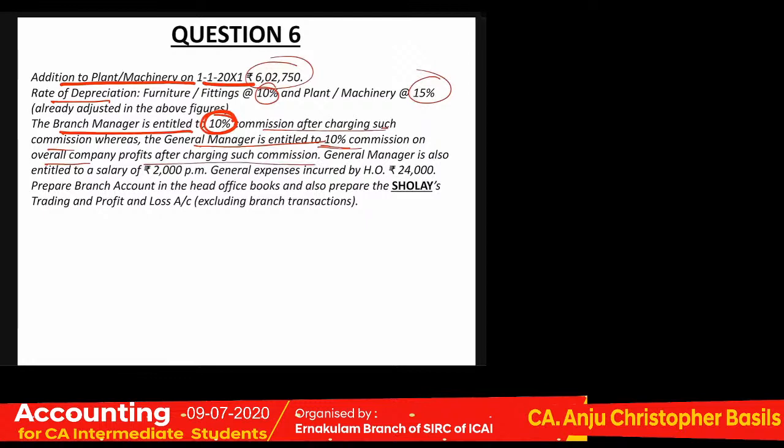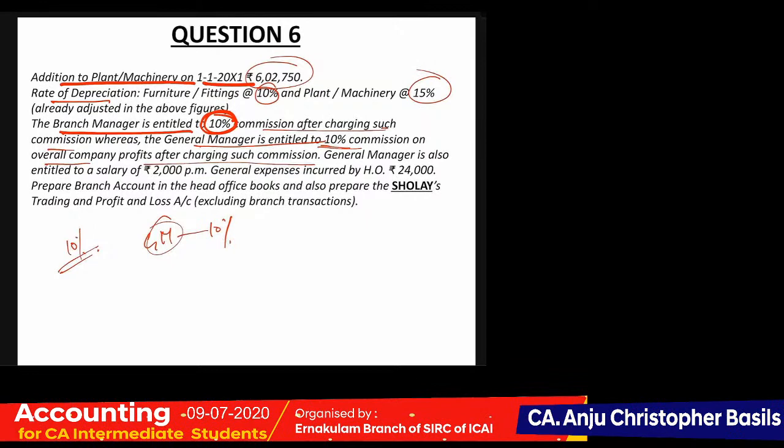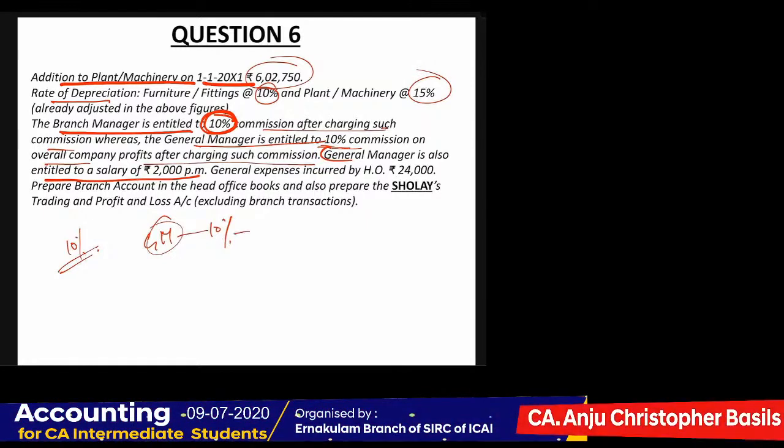So there are two commissions. One for the branch manager, who is entitled to a 10% commission, and similarly the general manager, the GM, is also entitled to a 10% commission of profit after charging such commission. We will see how we can sort that. The general manager is also entitled to a salary of 2,000. So in addition to this commission, he is also getting 2,000 per month. Okay. Then general expenses incurred by head office is 24,000.